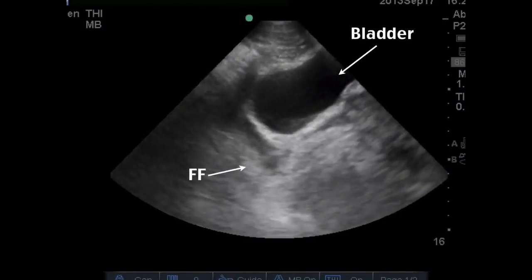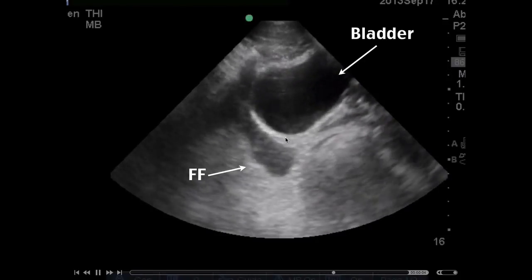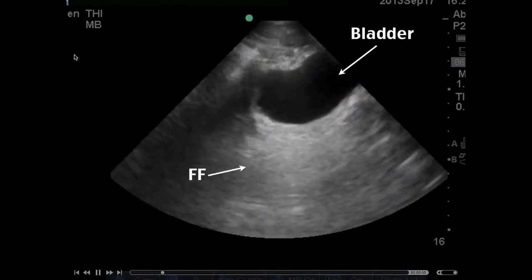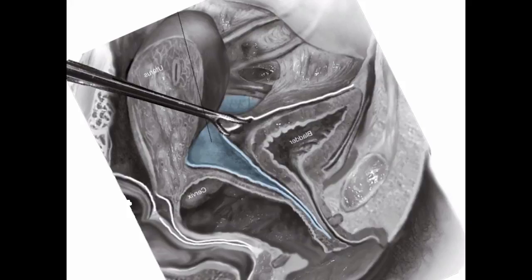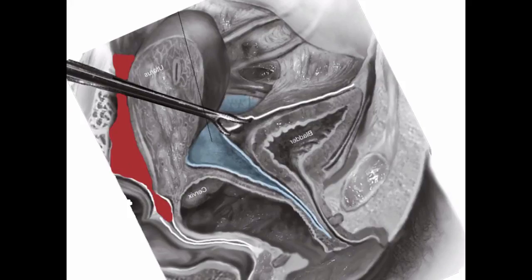Here's an image of a positive FAST in a male. We have our bladder, and then we have our free fluid in the perineum right here. This is a positive FAST in the pelvis. In a female, it's going to accumulate in a slightly different area. If you have a normal anteverted uterus, the blood's going to accumulate behind the uterus.